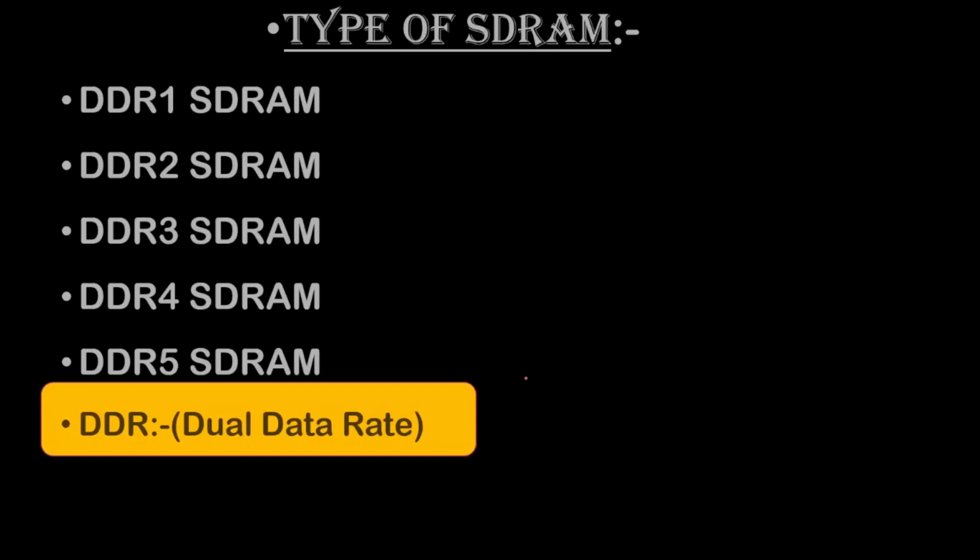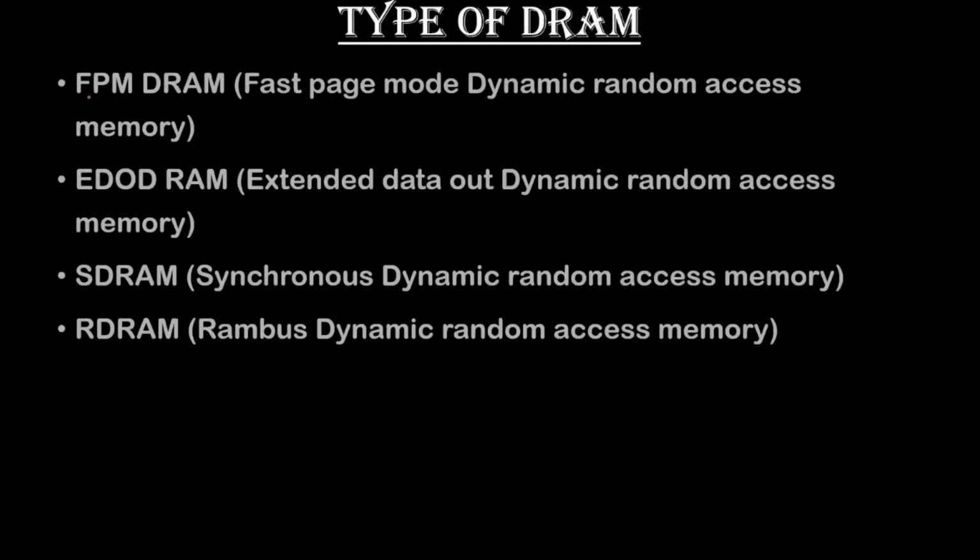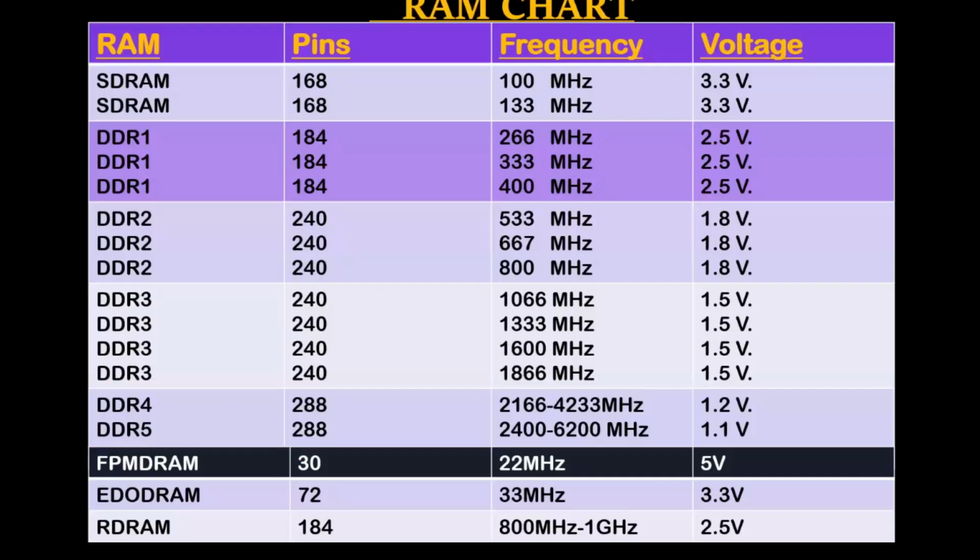We will also compare that, but nowadays in market that FPM DRAM, EDO DRAM is not available. That is totally absurd, right? RDRAM is also not used in computer. That is used in video games nowadays. Why? So here you can see this is the RAM tables. Here you can compare them.